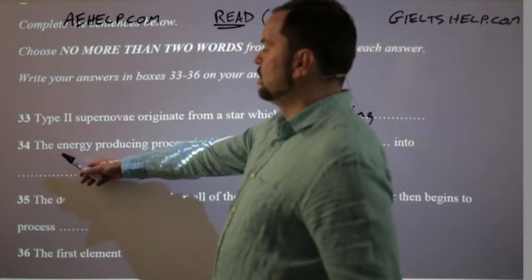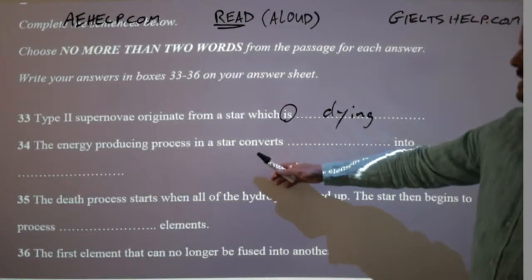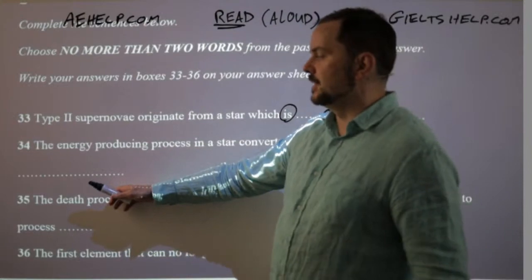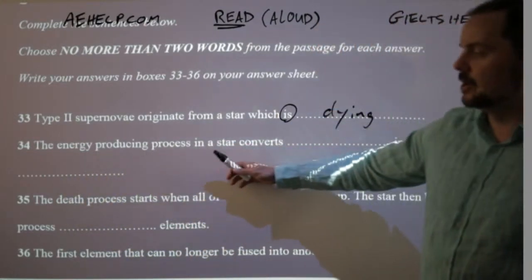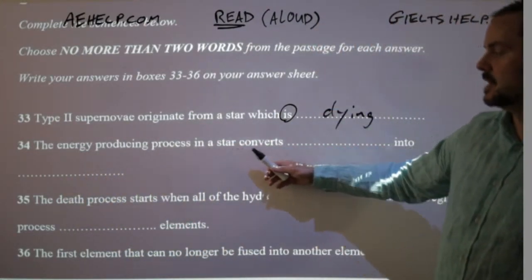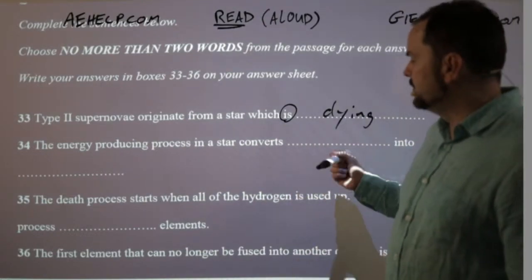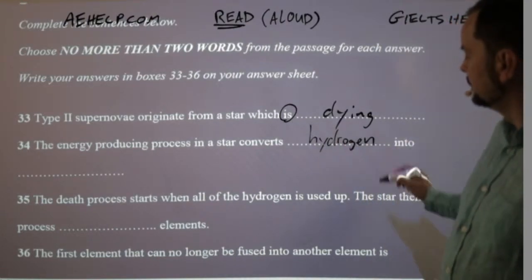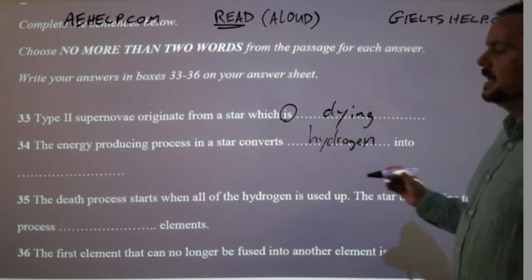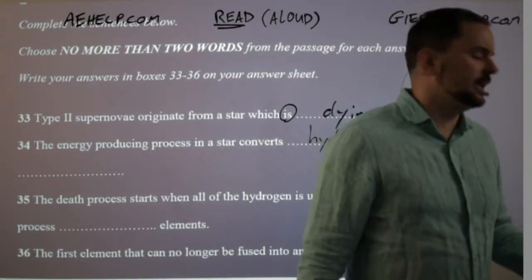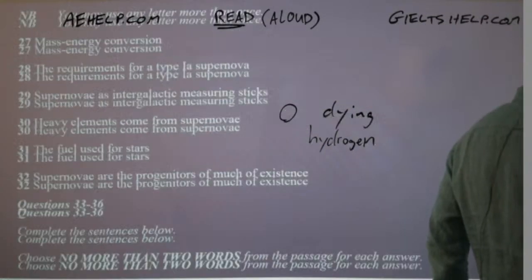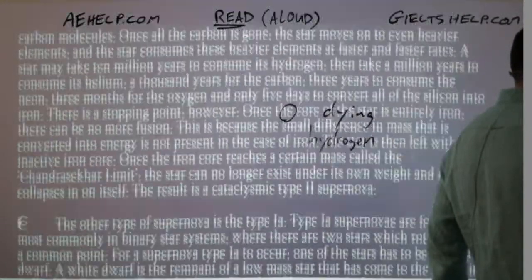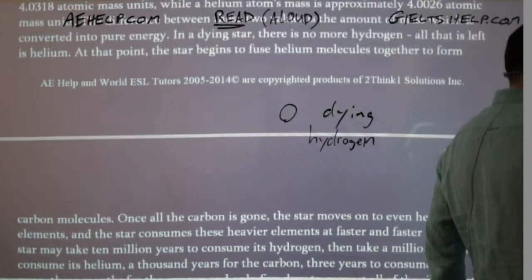All right, number 34. The energy producing process in a star converts something into something. So this is going back to that paragraph B, the energy producing process in a star. I remember that it was hydrogen. So that was the fuel. And then into helium. But let's say I can't remember the spelling of that. I know it's coming from paragraph B. So I can check that. Okay.